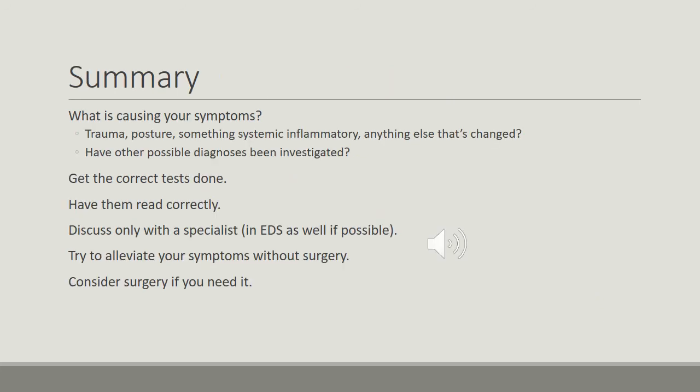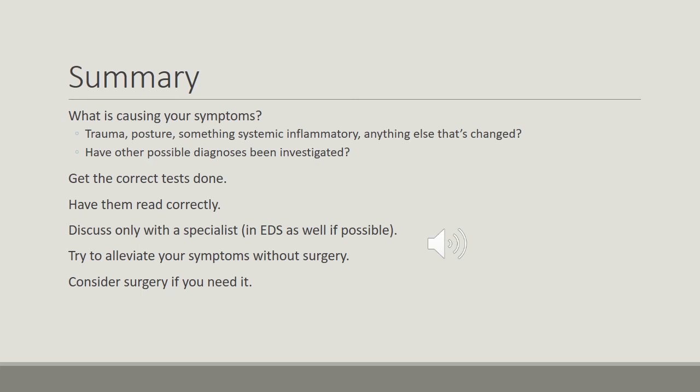Okay, to summarize, we need to look at what is causing your symptoms. Is it from an acute trauma? Or is it something related to a historically poor postured desk position or position in your car if you spend a lot of time commuting? Is it something systemic, inflammatory? Is there something else that's changed, some big life event that's gone on that's put you under a lot of stress? Now, you need to think about this both before, and say you're the person that opted to go the surgical route, you need to think about these things after surgery.